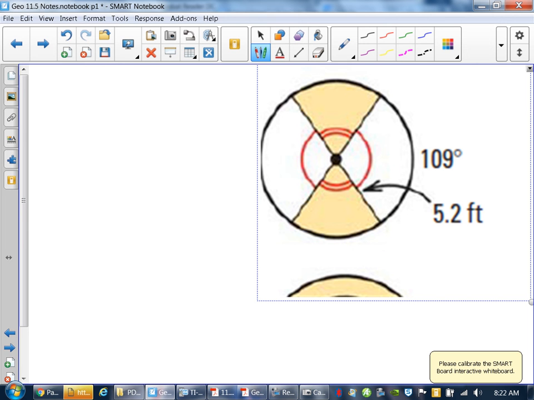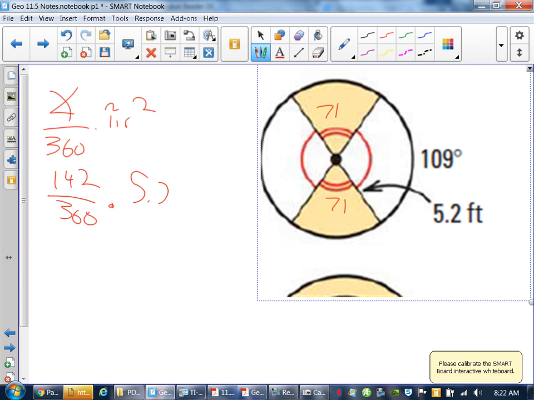71. So this one's 71, and this one is 71. Now, if I put those two parts together, how many degrees do you get? 142. So, angle over 360, pi r squared. Put it together. It's 142 over 360, 5.2 squared, and slap a pi next to it.